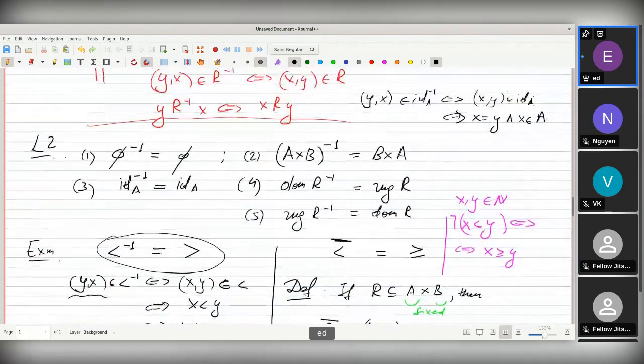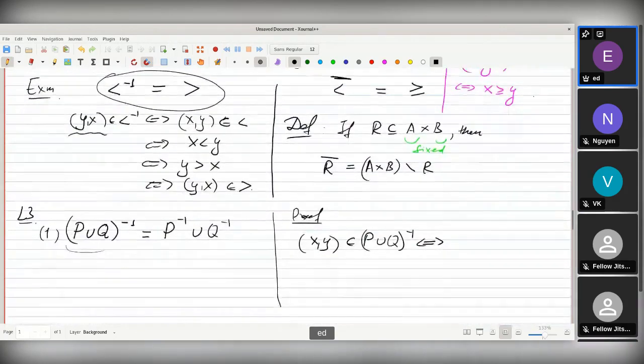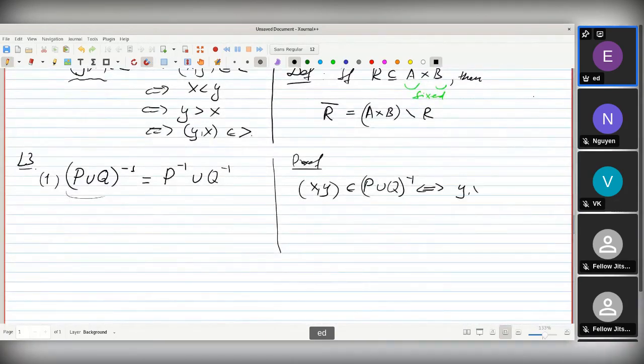By definition, that means that yx belongs to the union. But when anything belongs to the union, when it belongs to the first set or it belongs to the second one, that is, yx belongs to P, or in other symbolism, yPx or yQx.